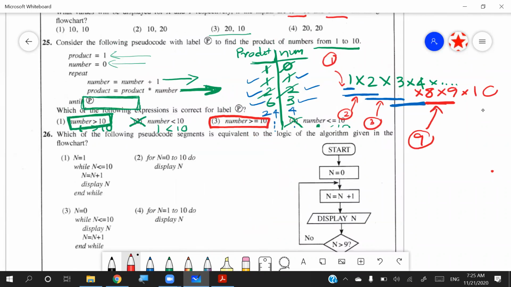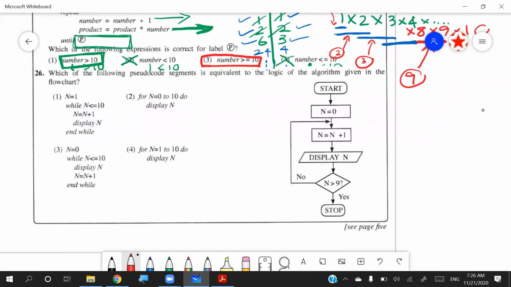Right. So the 26th. The 26th is saying, which of the following pseudocode segments is equivalent to the logic of the algorithm given in the flowchart. So to know whether the algorithm is correct, we have to go through the hand tracing part of the flowchart to understand what actually happens with the algorithm, right? So we are starting. So we start with n equals 0. So here I'm having my hand tracing part. So n is equal to 0.